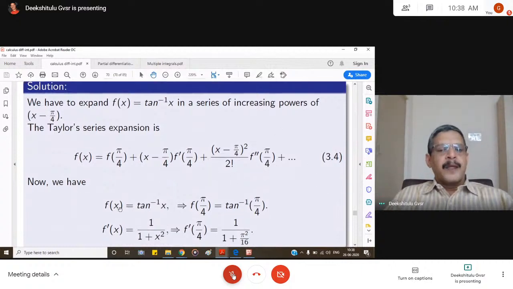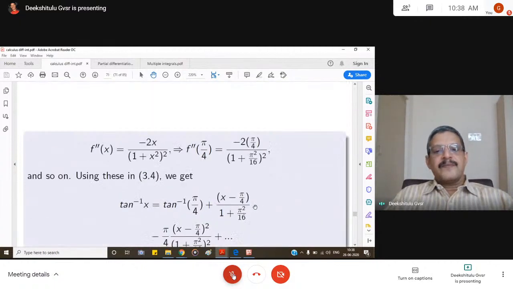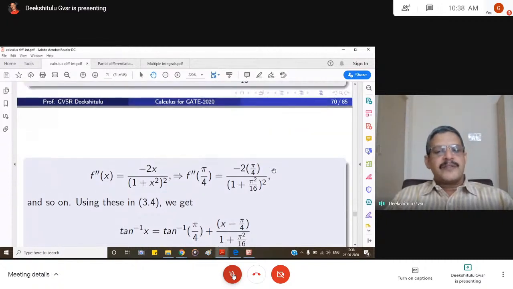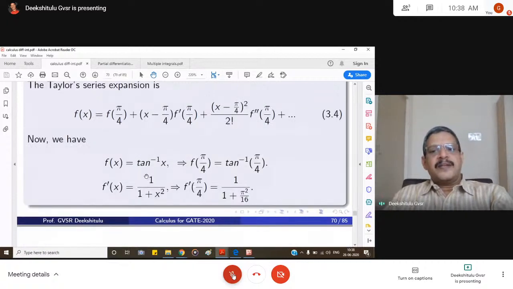So for f of x equal to tan inverse x, f of pi by 4 is tan inverse pi by 4. f dash x is 1 by 1 plus x square, since we know that the derivative of tan inverse x is 1 by 1 plus x square. f dash pi by 4 is 1 by 1 plus pi square by 16. f double dash is minus 2x by (1 plus x square) whole square, so this is the value of f double dash at pi by 4. Substitute all these things in this expansion.